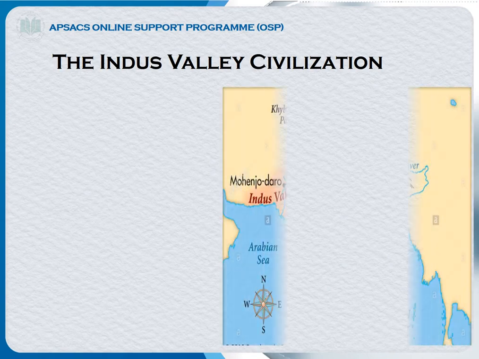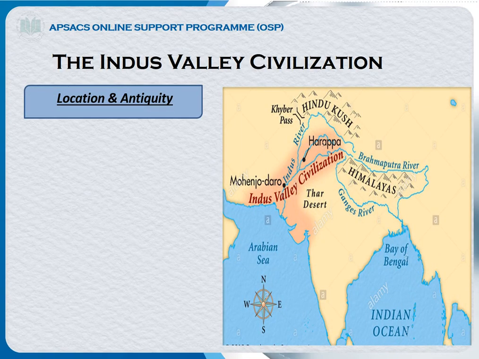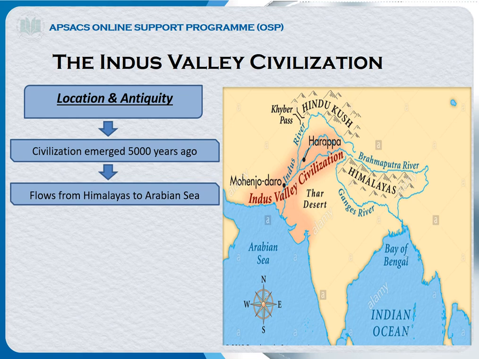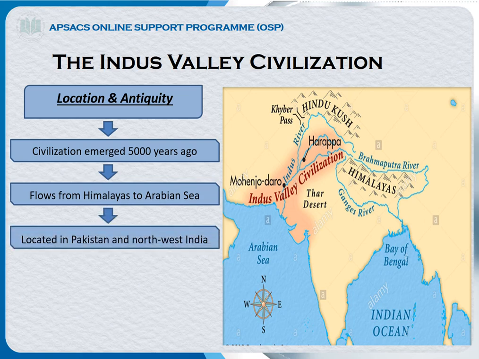The Indus Valley civilization. Let's start with location and antiquity. Now from the map here we can very well see how far the Indus Valley civilization spread. This civilization takes its name from the river Indus, on whose fertile banks the civilization emerged 5,000 years ago. The river Indus flows across Pakistan from the Himalayas in the north to the Arabian Sea in the south. It is located in present-day Pakistan and northwest of India.